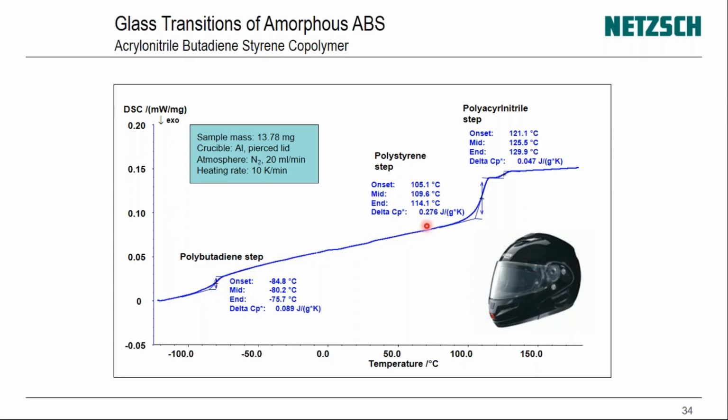The second transition we get, the glass transition for the polystyrene step, is at almost 110 degrees with a delta CP value of 0.276. And the third glass transition which we are getting is for the polyacrylonitrile step, which is close to 125 degrees. So again, for the amorphous sample, mainly for studying the glass transition behavior, we can very much use the DSC.